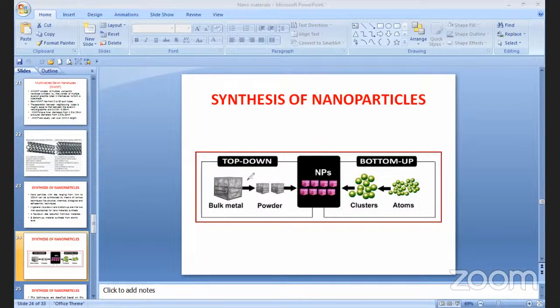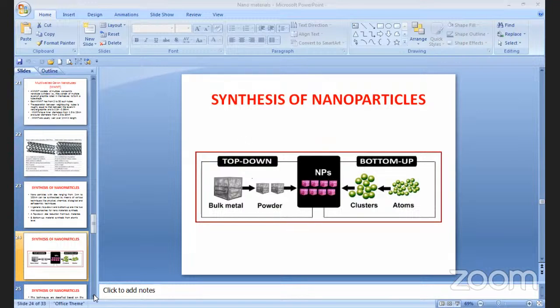So in general, in the top-down method, we take bulk material and it is converted into nanoparticles, whereas in the case of the bottom-up method, we take atoms and make clusters, and from that we form nanoparticles. So these are the general methods we have.